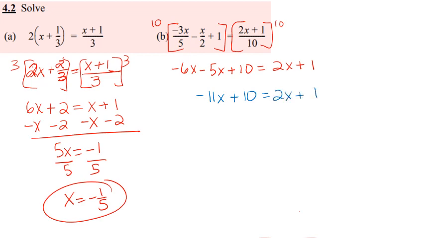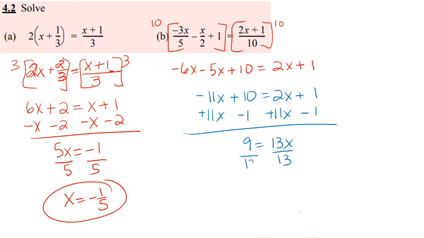And then I'm going to add 11x on both sides, subtract 1. We get 9 equals 13x, divide both sides by 13, and so x will be 9 over 13.